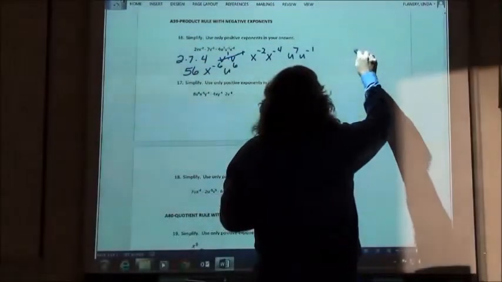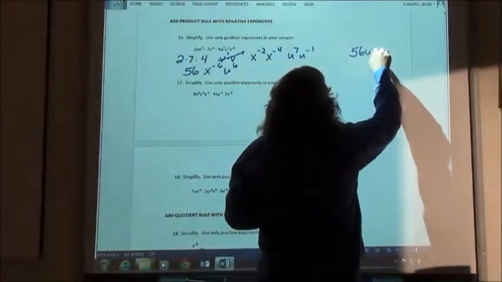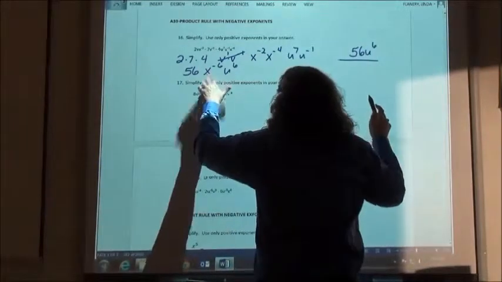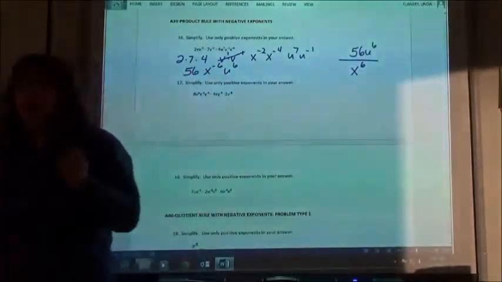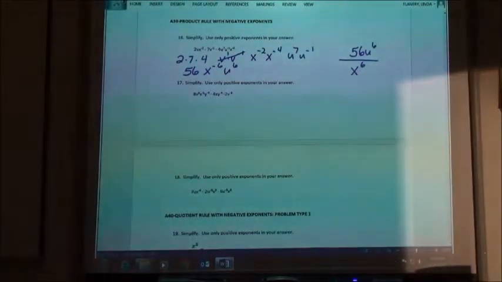But we know we want to write our answer using only positive exponents. If I have x to the negative 6, I have to do the reciprocal, which basically flips it down to the bottom of my fraction. So when I rewrite that, I'm going to have 56 u to the 6th on top, but the x to the 6th is going to move to the bottom, and that's going to make that exponent positive instead of negative.